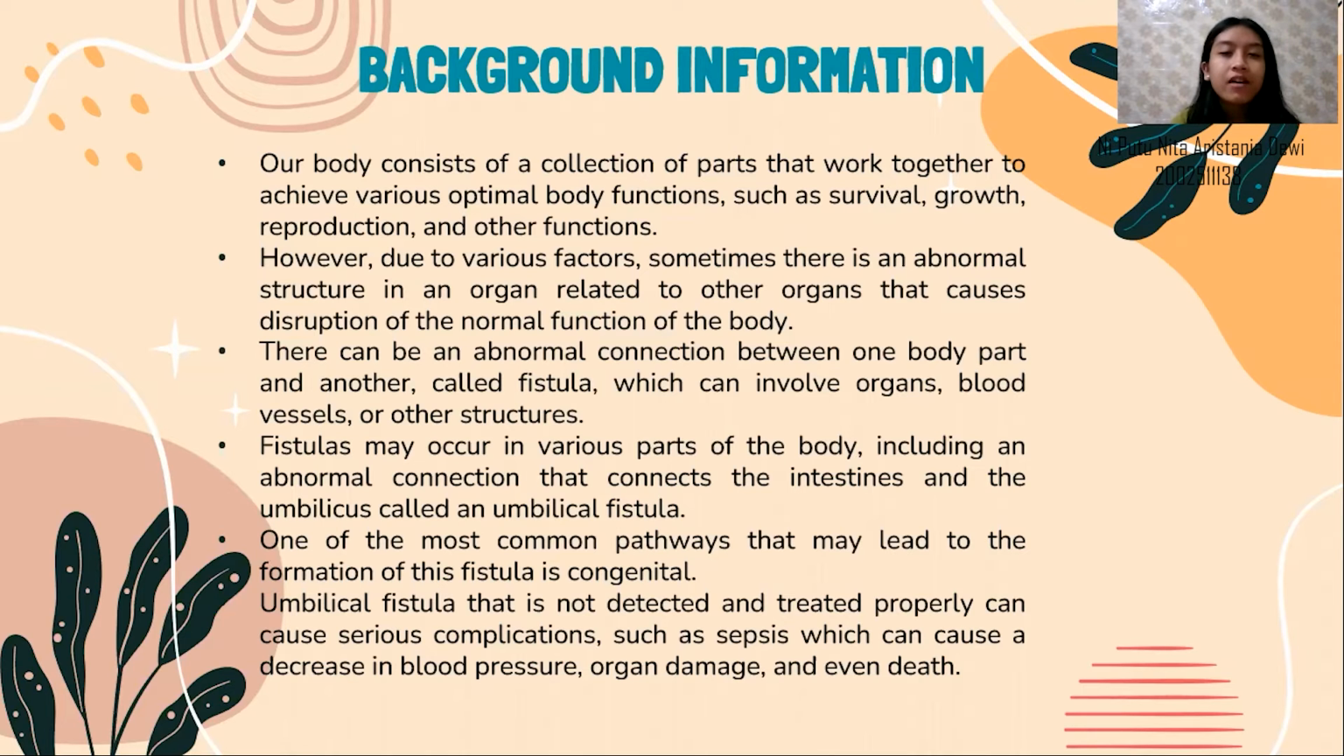Our body consists of a collection of parts that work together to achieve various optimal body functions, such as survival, growth, reproduction, and other functions. However, due to various factors, sometimes there is an abnormal structure in an organ related to other organs that causes disruption of the normal function of the body. There can be an abnormal connection between one body part and another, called fistula, which can involve organs, blood vessels, and other structures. Fistulas may occur in various parts of the body, including an abnormal connection that connects the intestine and the umbilicus, called an umbilical fistula.